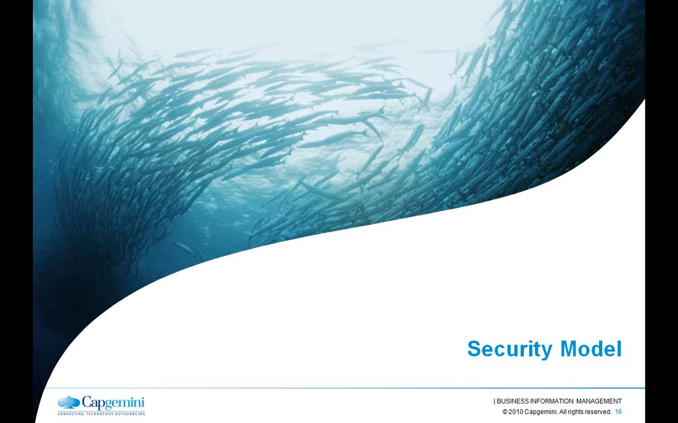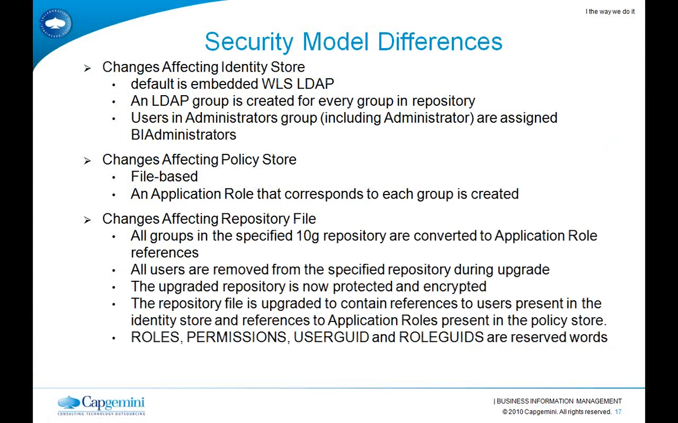So let's look at the security model and what changed here. First, things affecting the identity store. The identity store is basically where your credentials are held. Your default is the WebLogic LDAP, an embedded LDAP system, and it is configurable for external as well. In there, you're going to have an LDAP group created for every group in your repository. When you upgrade, the groups you have in the repository, the RPD file, are going to be created in the LDAP as a group. So that's where everything is taken out and reapplied.